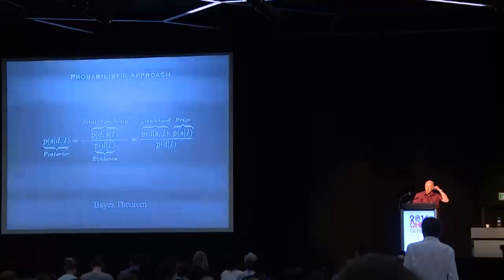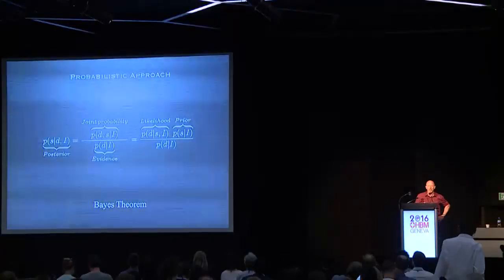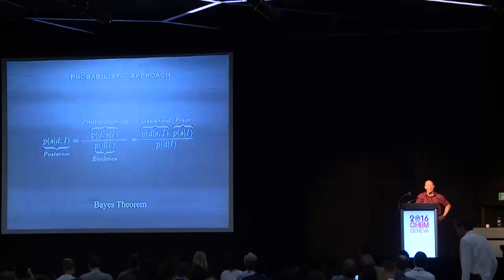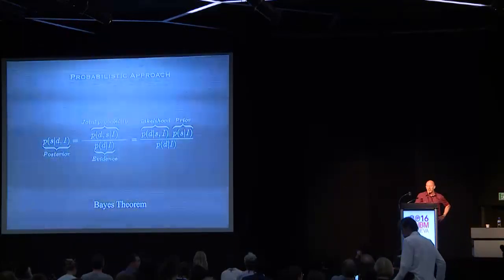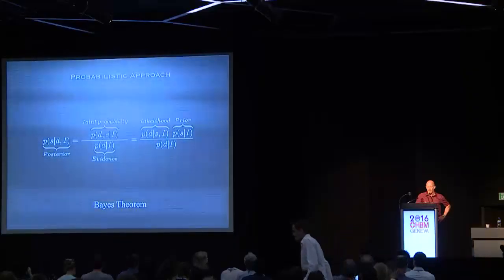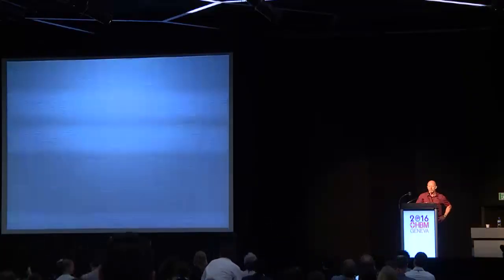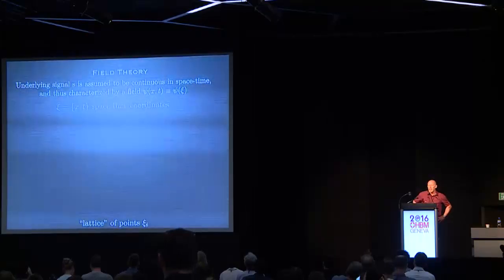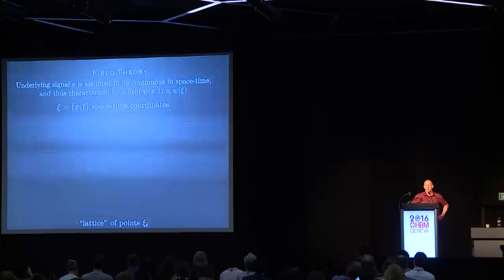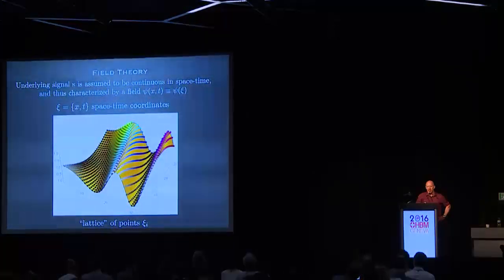So we're going to take a probabilistic approach, just the usual Bayes theorem. We want to estimate the signal given the data, and that's proportional to the likelihood of the data given a model and some prior information. Now we're going to assume that the underlying signal is continuous in space and time. As you saw, each point was a space-time point, so we're going to use space-time coordinates. You have these sampling points, but there's an underlying continuous field, which is that orange surface there. I refer to the sampling points as lattice points.